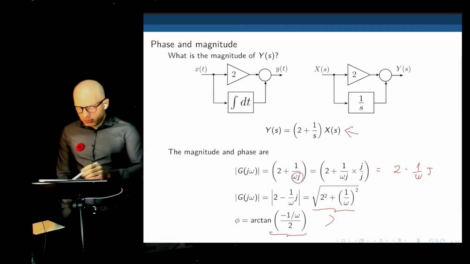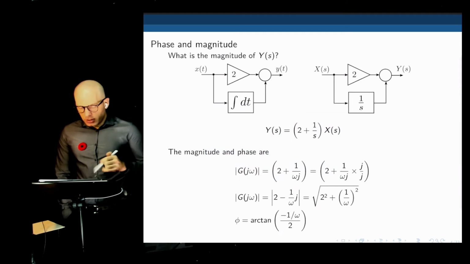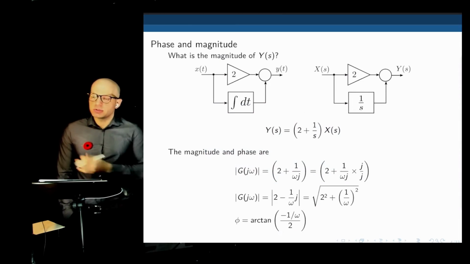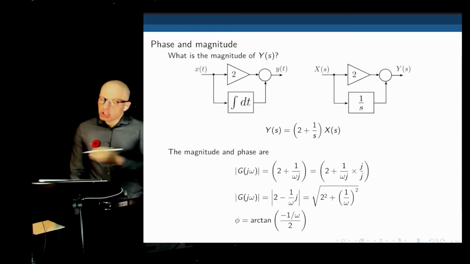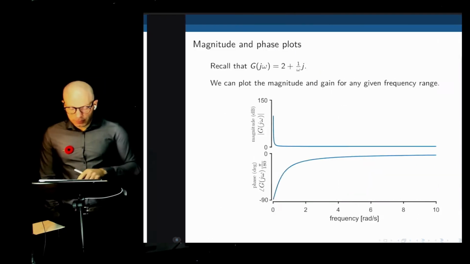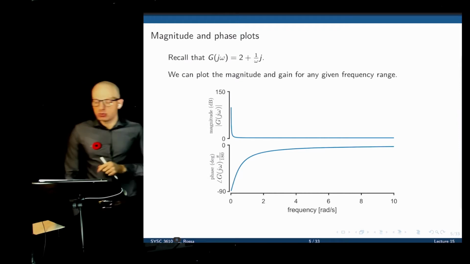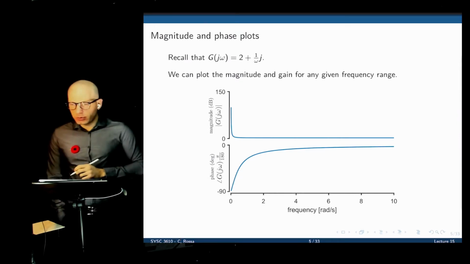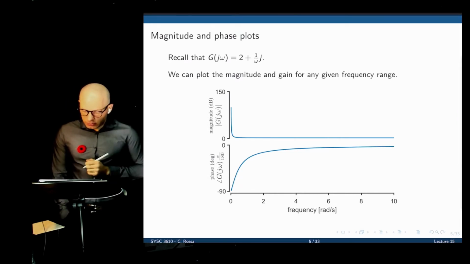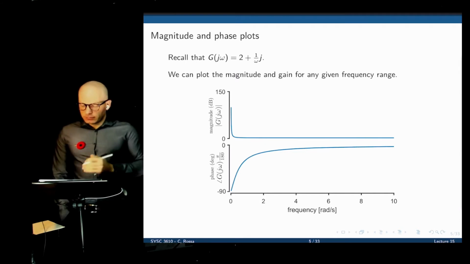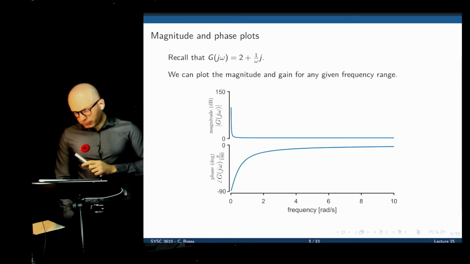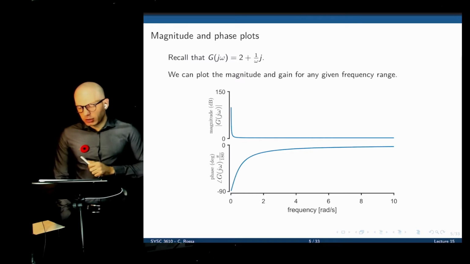So this is the same thing we did in the last lecture. It's just that now, instead of just looking at 0.5 radians per second, we look at a range of frequencies. You can very well just change this frequency and plot the results. And this is what we get. Here we have a range of frequencies going from something close to 0 to 10 radians per second. The top graph shows the magnitude of this transfer function. The bottom shows the phase of the transfer function in degrees.